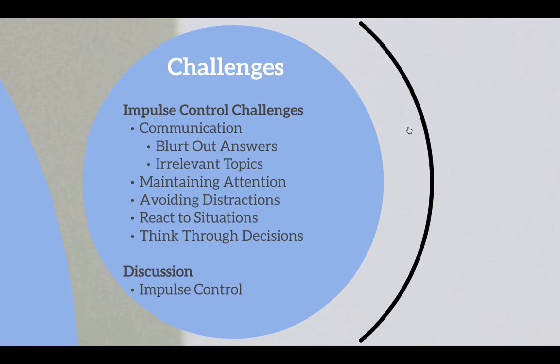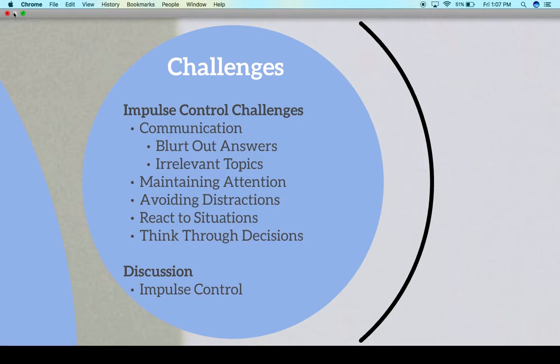So those with impulse control challenges may find it difficult to think through a decision and provide a response or solution that they have thought through. If thinking through decisions is difficult for you, you're likely to be super quick to answering or coming up with a solution and later realize maybe I didn't think that all the way through.